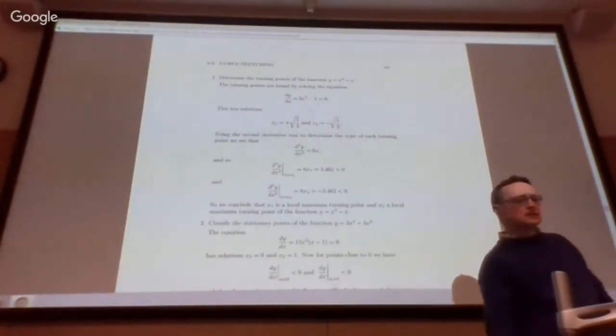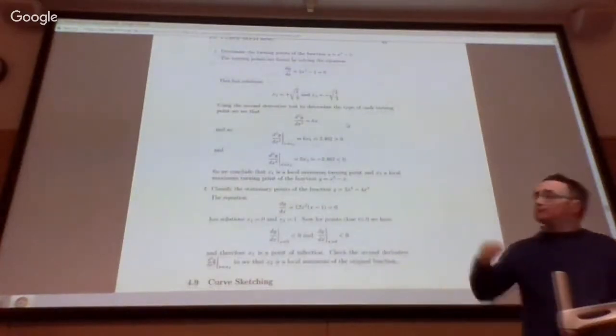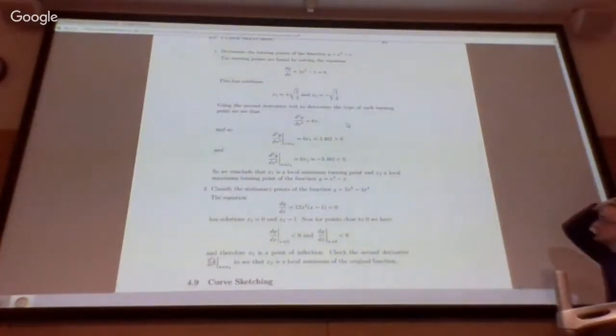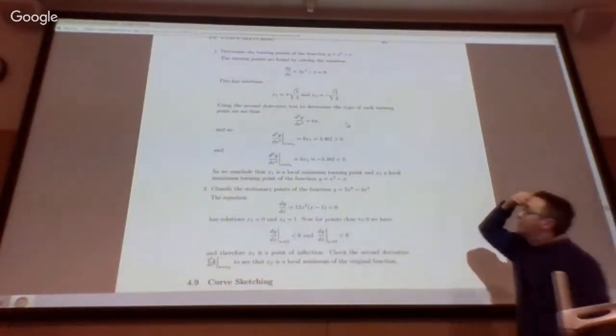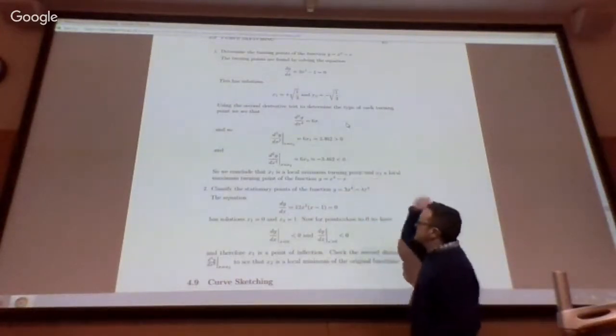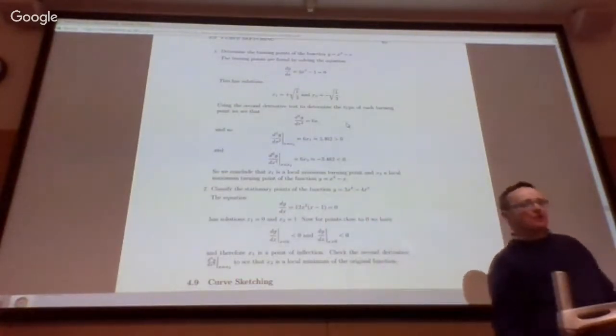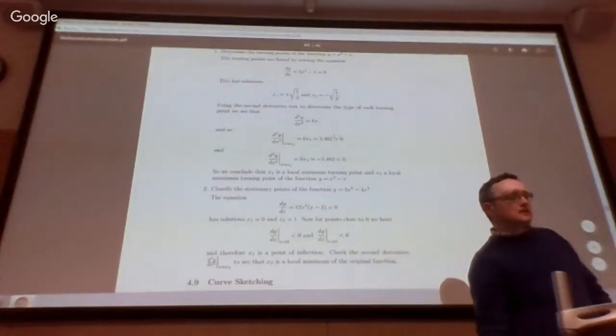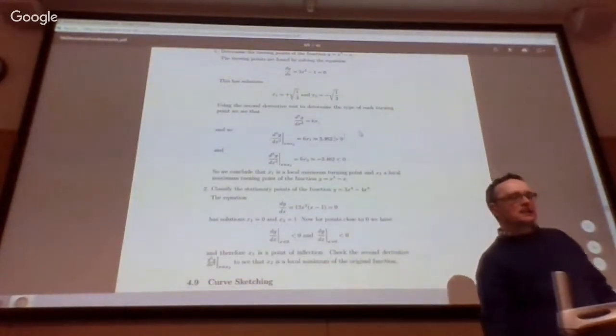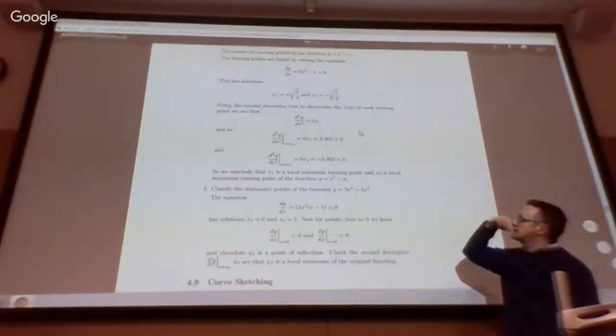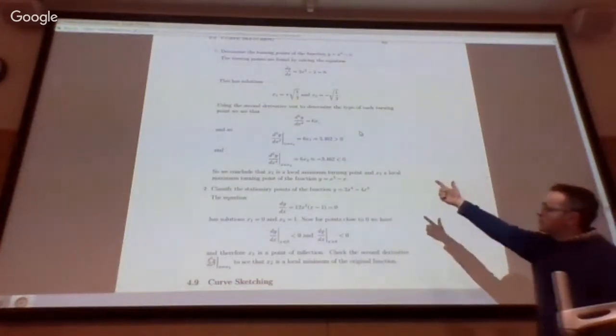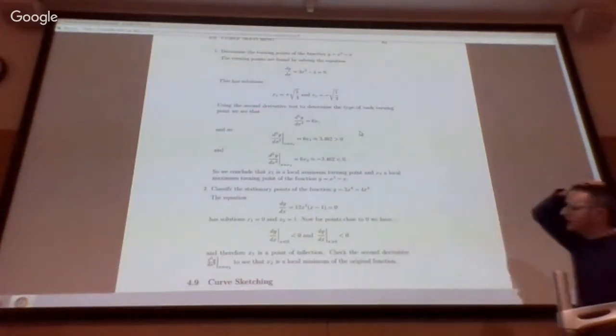These are probably two stationary points. We then obtain the second derivative, which comes out as 6x. And we evaluate the second derivative at these two points. We're not so much interested in the exact numerical value. We're rather interested in classifying it as being positive or negative. We get a positive quantity at x1, a negative quantity at x2.